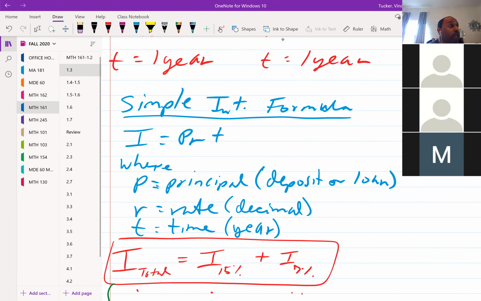All right, so that's how we're going to set up our equation. We have an amount that's going to be earned out of the 15% account, and an amount that's going to be earned out of the 7% account. When we add them together, that's going to be the total amount of interest earned from both accounts.